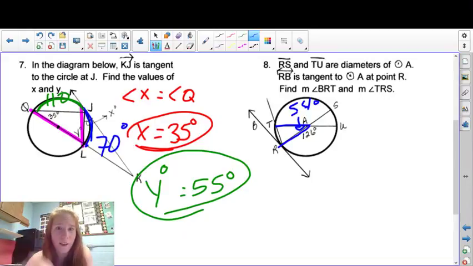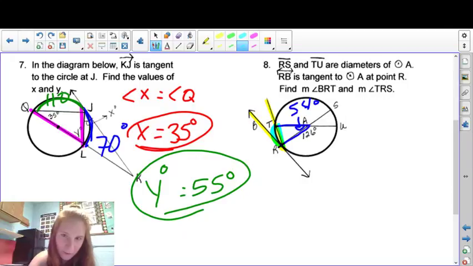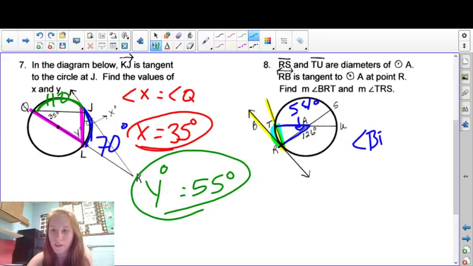It's asking me to find the measure of BRT, B to R to T. Well, hey, doesn't that guy hit the same arc right in here, this little guy? No, I want a curve. I want this curve that hits that same one, which is a central angle, not an inscribed angle. So the arc BT is simply 54 degrees.